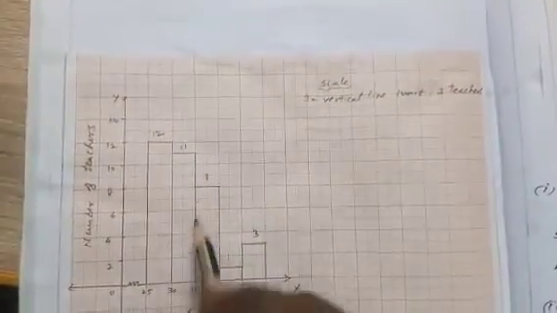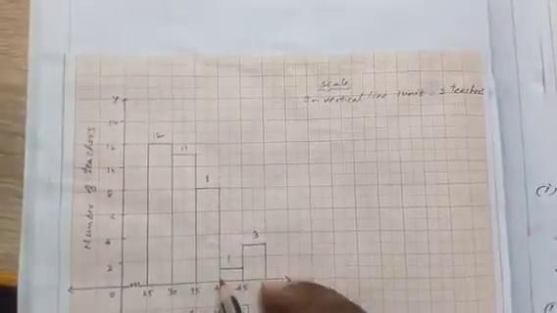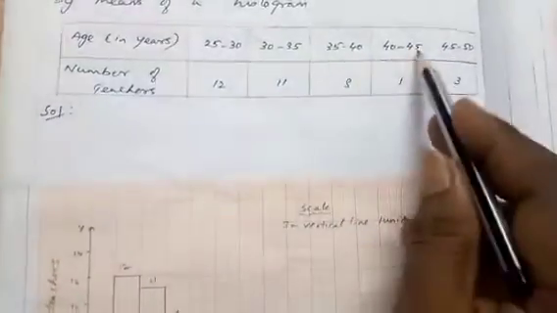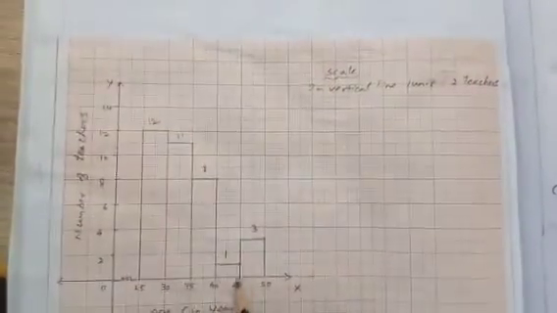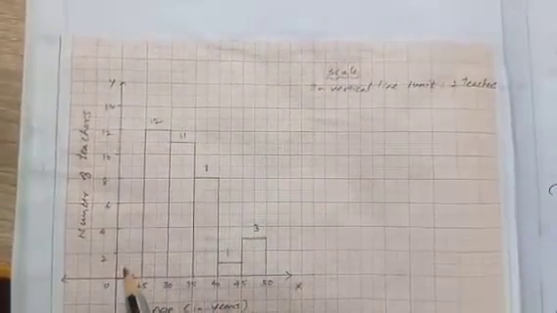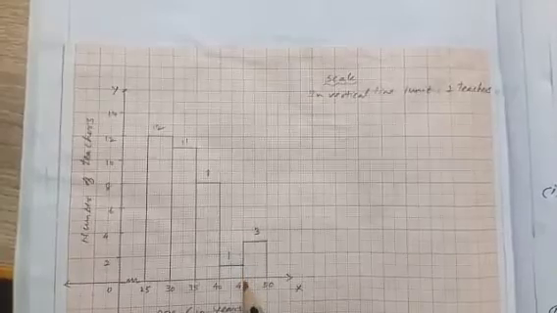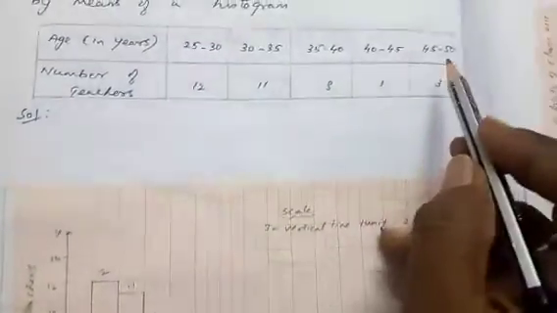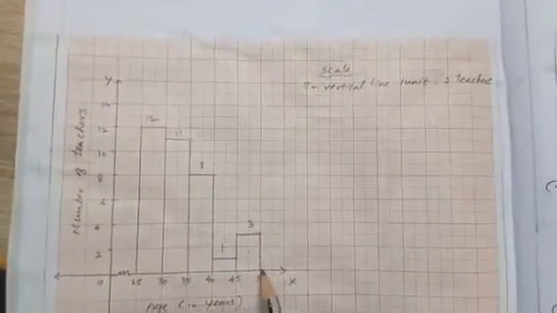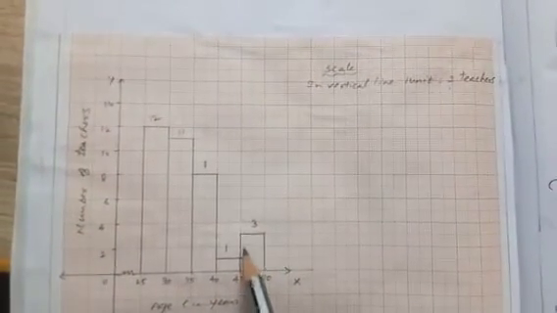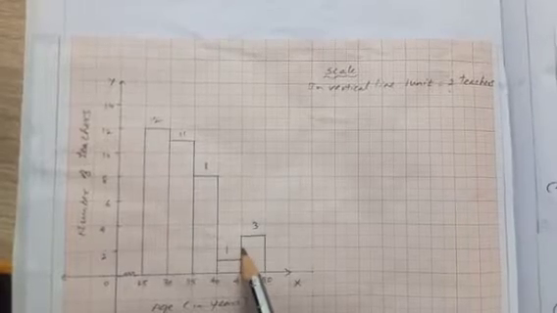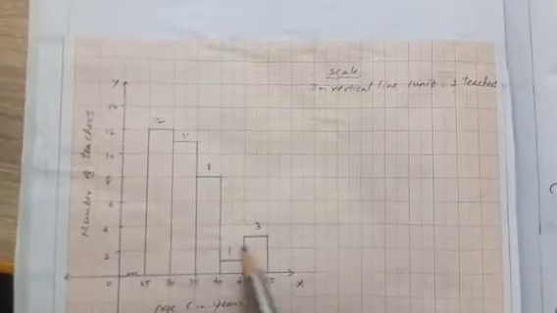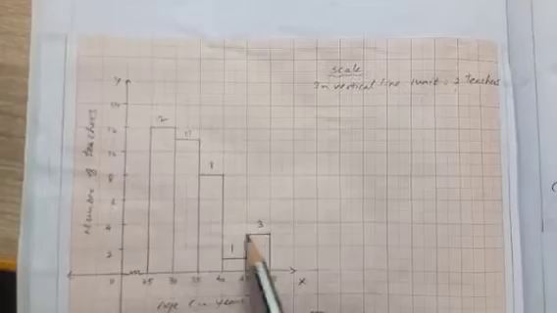So the next, 35 to 40, is 8. Draw the bar for 8. The next, 40 to 45, is 1; in between 0 and 2 is 1. So 40 to 45 is 1. The next one, 45 to 50, is 3. So draw the bar for 3. 45 to 50 is 3.